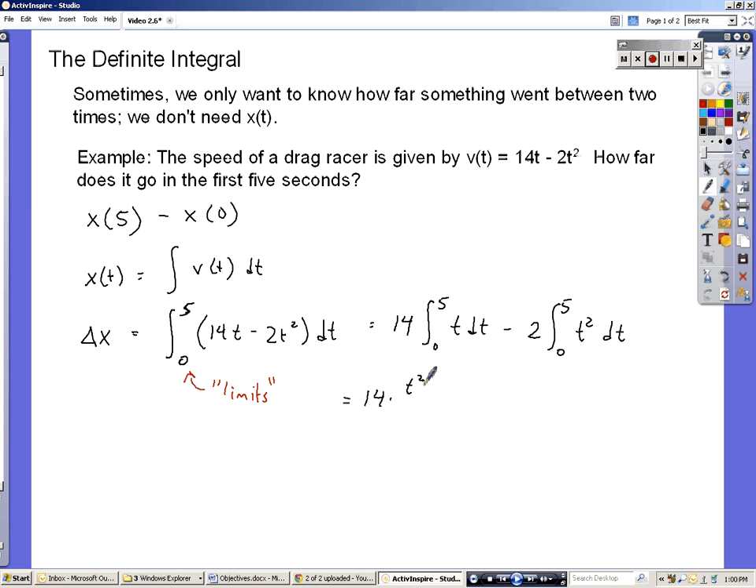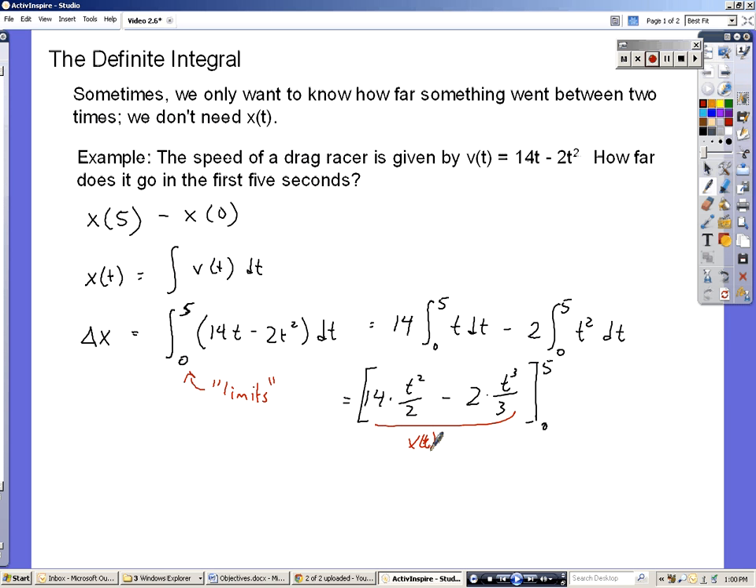Now the integral of t is just t squared over 2. And then minus 2 times the integral of t squared, which is t cubed over 3. But when we're doing a definite integral, we do not need to add the constant of integration because of what we're doing. We'll see that later. What we do need to do is indicate that we still need to evaluate this. This means we've done the integral, but we have not plugged in the limits of integration yet. This expression in here is x of t, basically.